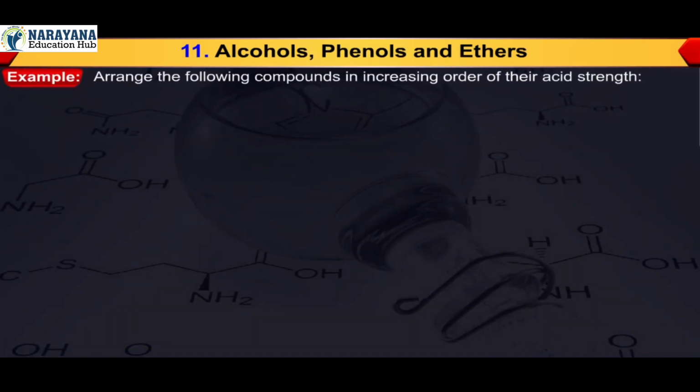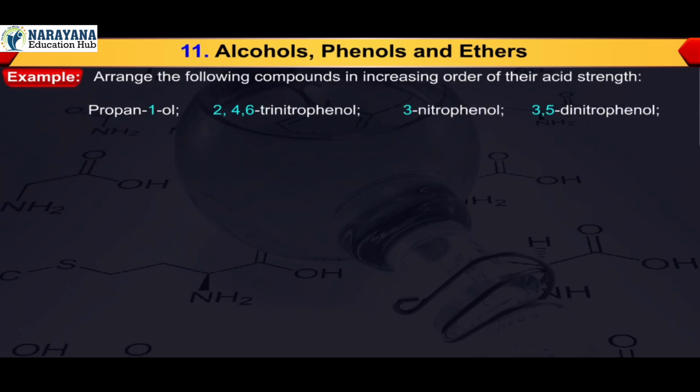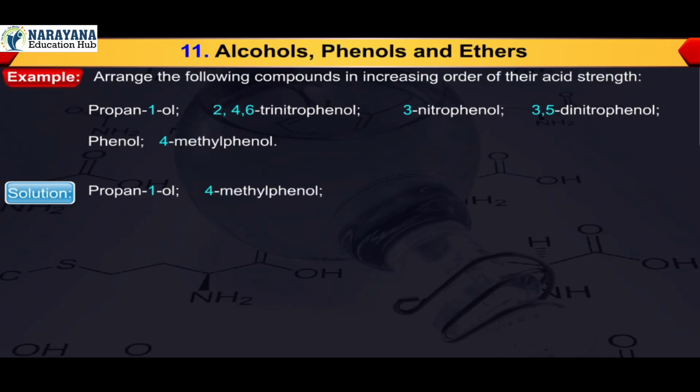Example: arrange the following compounds in increasing order of their acid strength: propan-1-ol, 2,4,6-trinitrophenol, 3-nitrophenol, 3,5-dinitrophenol, phenol, 4-methylphenol. Solution: propan-1-ol, 4-methylphenol, phenol, 3-nitrophenol, 3,5-dinitrophenol, 2,4,6-trinitrophenol.